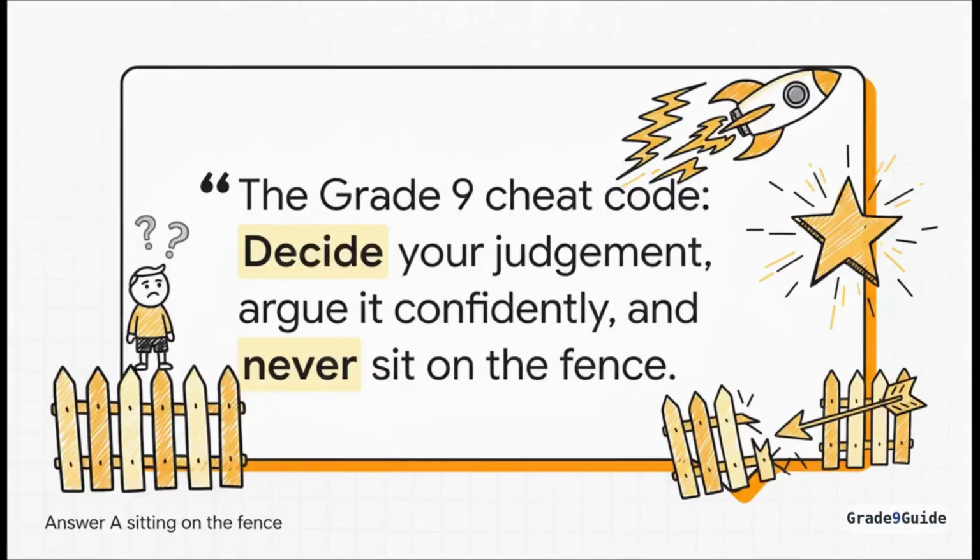Ready? The answer is B. Answer A just sits on the fence. It says this is good, but that is bad. There's no judgment. Answer B is what a grade 9 looks like. It makes a clear, confident judgment and then defends it. So here it is, the ultimate grade 9 cheat code. Decide your judgment immediately, argue it confidently, and never, ever sit on the fence.